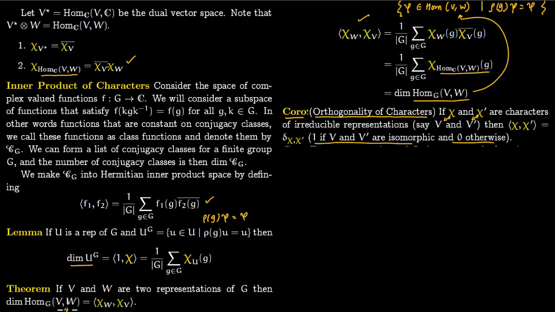If v and w are isomorphic, we know the dimension is 1. And if they're not isomorphic, this dimension is 0 from Schur's lemma.